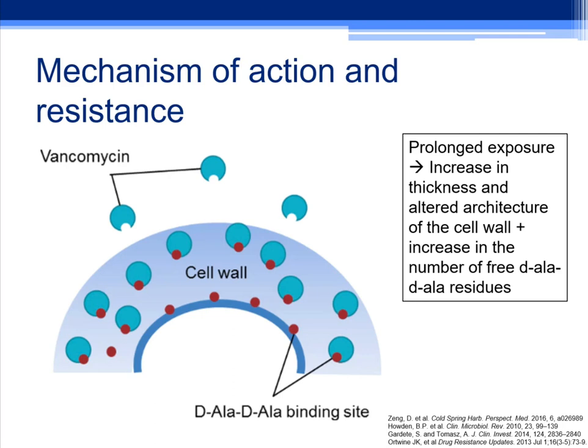This will also lead to what can potentially be your vancomycin-intermediate Staph aureus, and then also what we know as your vancomycin-resistant Staph aureus. So by these two measures, you really prevent vancomycin from getting into that cell wall. So you have this greater, thicker architecture of the wall, more binding sites, thus the MIC creeps up.